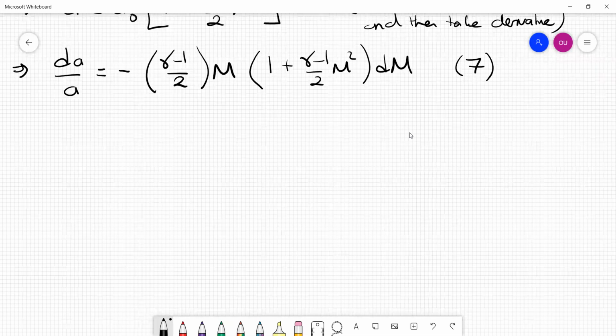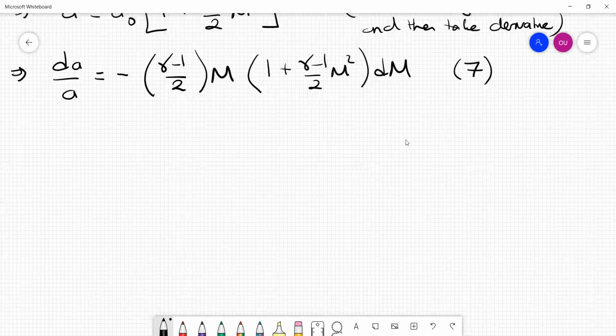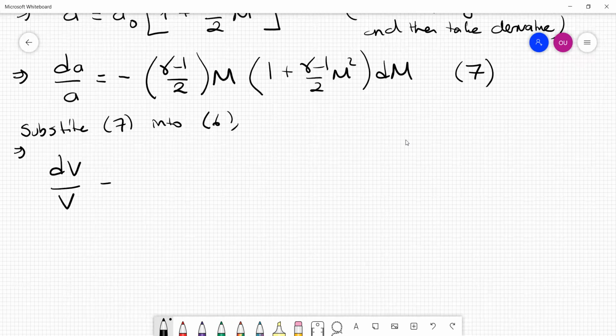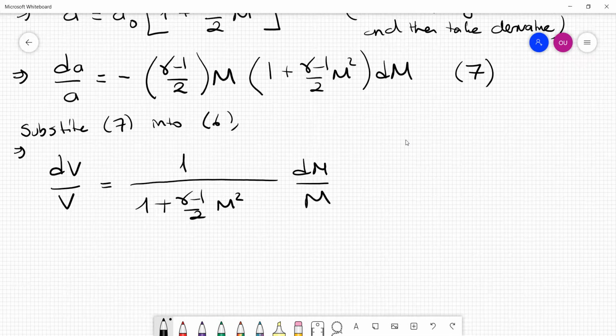So substituting equation 7 into equation 6, first of all, we get an expression for dV over V. It looks like that: 1 over 1 plus (gamma minus 1) over 2 Mach squared, dM over M. So that's the relation that we need for d theta on the right-hand side of the equation for d theta. Let's call this equation 8.